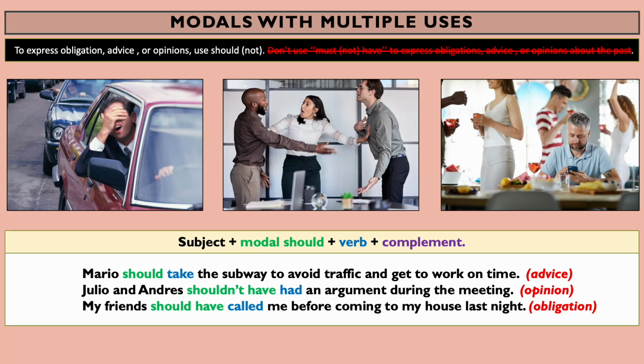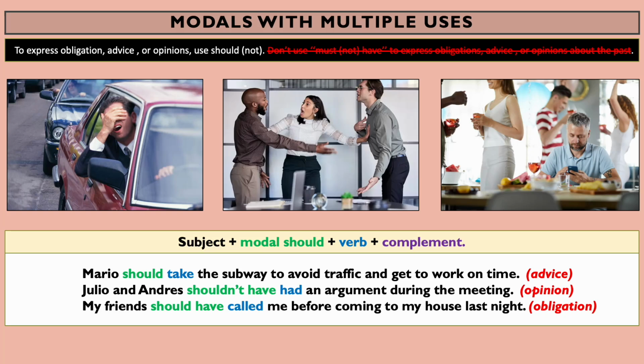For the second example, Julio and Andres shouldn't have had an argument during the meeting. In this case, you have an opinion about a past situation because you think that what they did was not right. They were having an argument. And if you pay attention to the picture, you can see a woman that is trying to divide them because they were going to get physical. So you give your opinion about a past situation. For this, you use should or shouldn't plus have and the past participle.